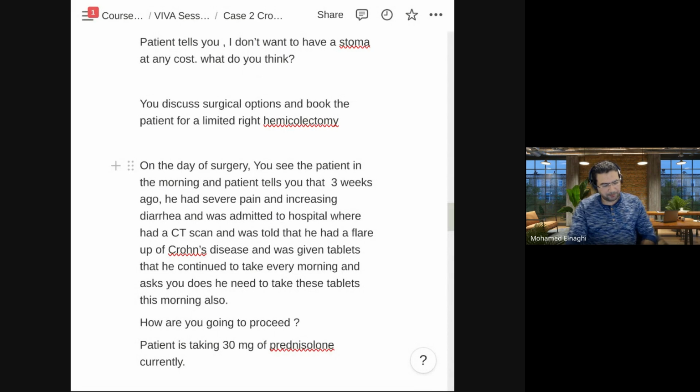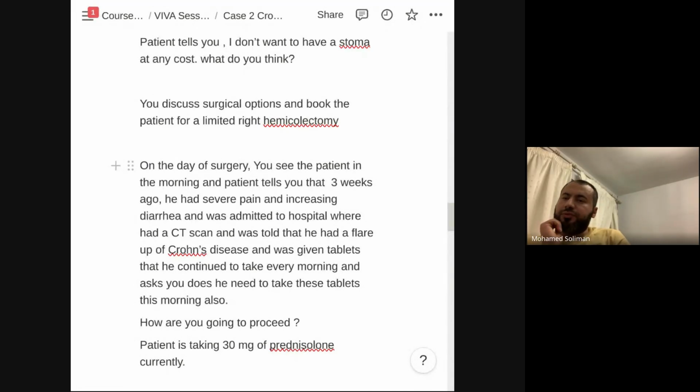What are you going to do? I will assess the patient's symptoms now. I wouldn't proceed with this elective surgery, given the fact that he has been on high dose steroids, and there is possible complication from this high dose steroid, and it is elective surgery, not emergency.